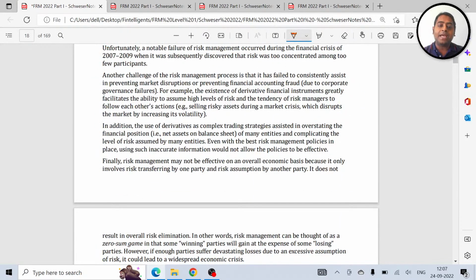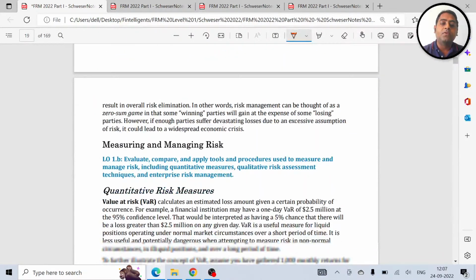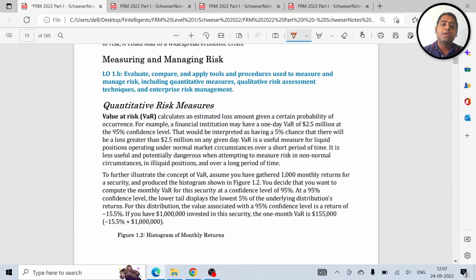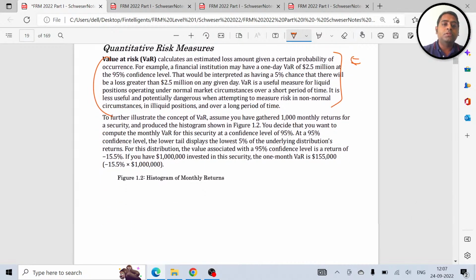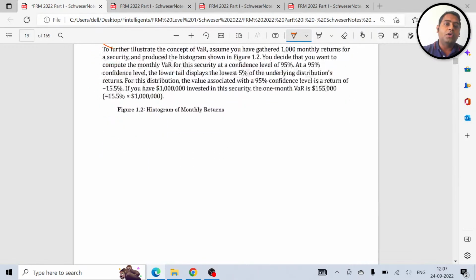That way, the questions can come. Okay, as we move ahead, measuring and monitoring a risk, the basic concept of what is VAR. Okay, don't worry, this is there over here, but again, it will come in your Book 4, which is Valuation and Risk Model. So just highlighting it because overall VAR as a concept is important for your FRM Level 1 exam.